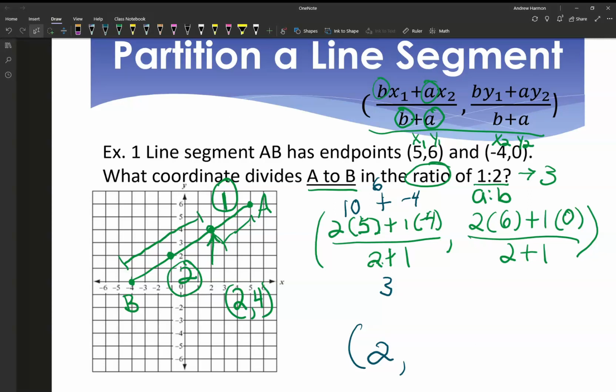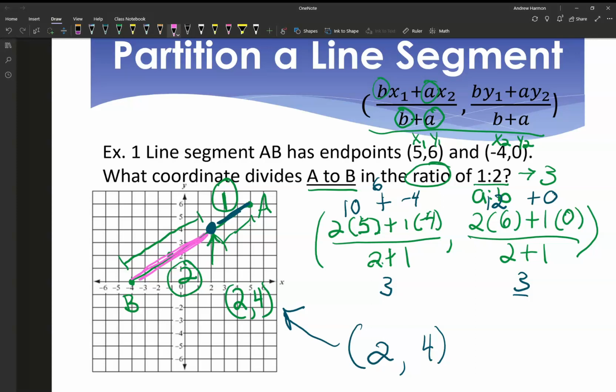And then I do the same thing for my y. 2 times 6 is 12. 1 times 0 is 0. 2 plus 1 is 3. 12 plus 0 is 12. So now I just have 12 divided by 3, which I know is 4. And hey, look at that. That's the same point we got as when we did it on the graph. So that's it. This point here divides this line segment into one part here and 2 parts here. So a 1 to 2 ratio.